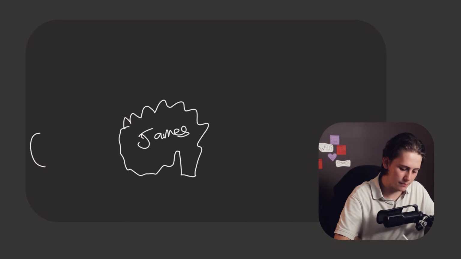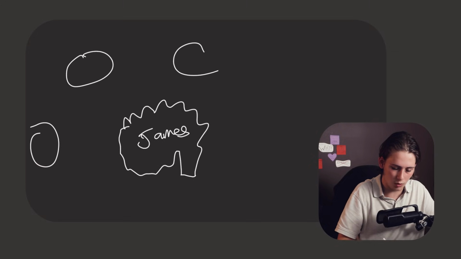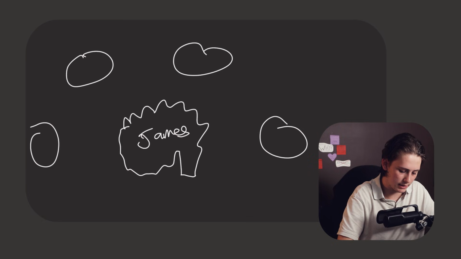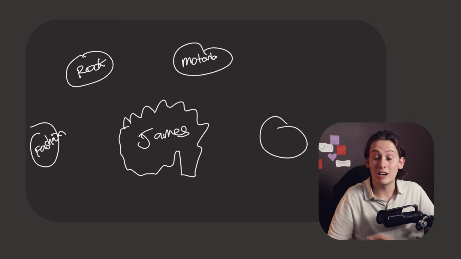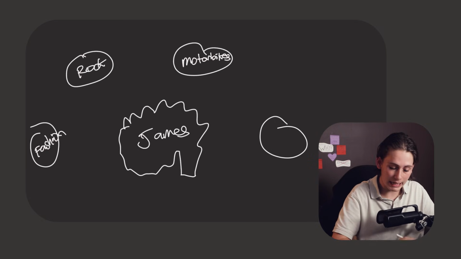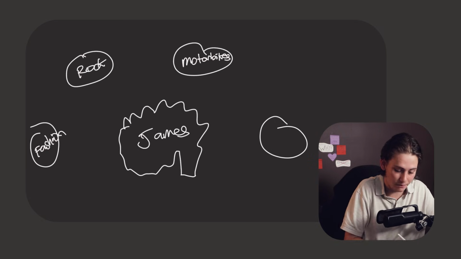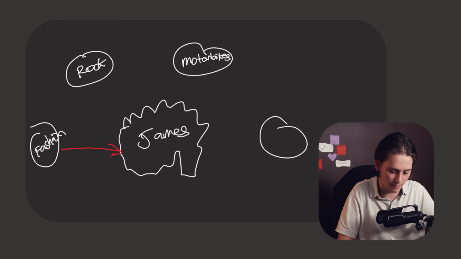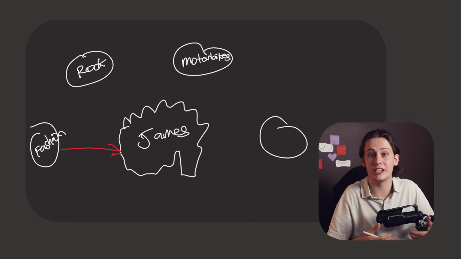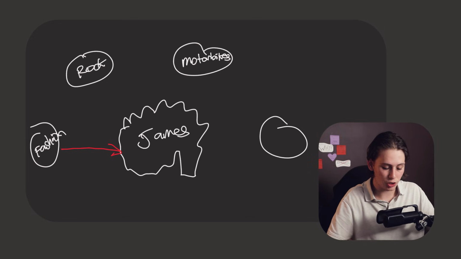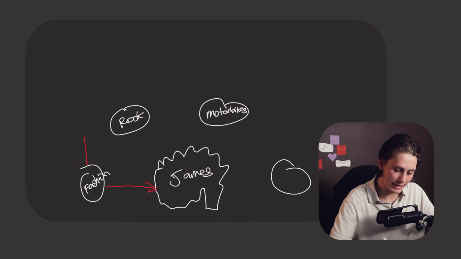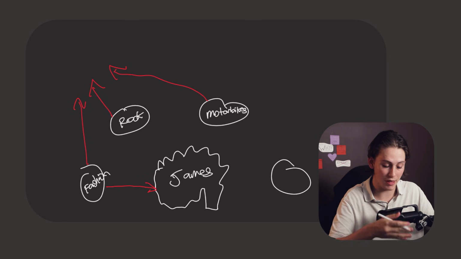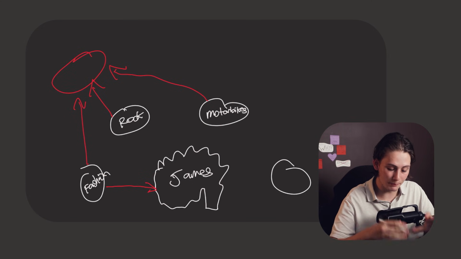And around James, these points represent all of his interests. And in this case, let's say he's interested in fashion, rock music, maybe motorbikes. Now, if someone creates a video about any of these topics, let's say fashion, the algorithm might show him that video because it knows that James likes fashion. But if someone creates content that crosses over into multiple interests at once, the algorithm is much more likely to share a video like that with James because it's just much more relatable.